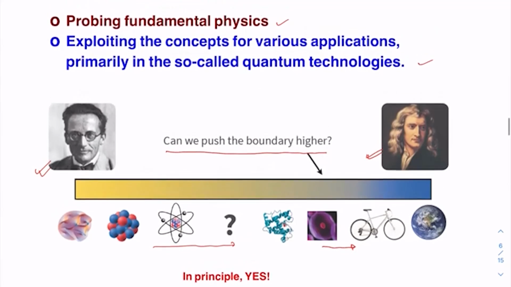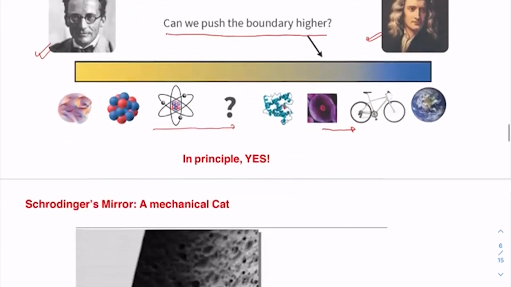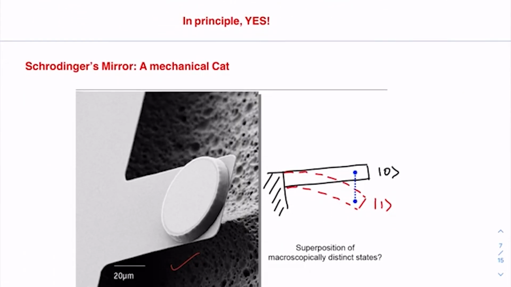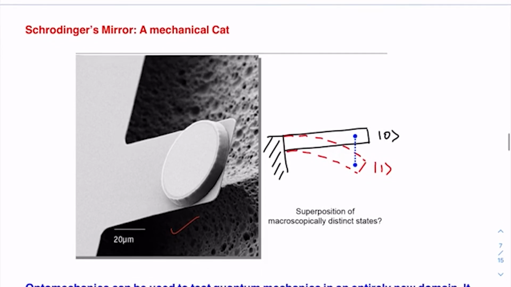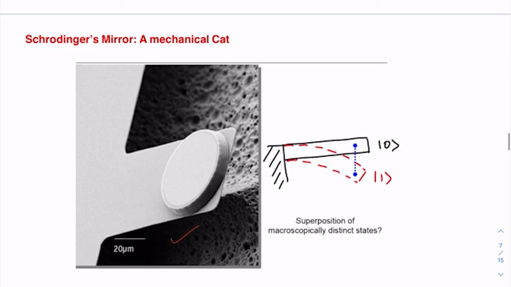But in principle, yes, we can push the boundary higher. Because of this trouble, as I said, which is also known as the issue of decoherence, a lot of technological advancement is still to be made to beat this decoherence issue. One example, as all of us know, is the so-called Schrodinger cat problem, which we briefly discussed in lecture 1 of this course.